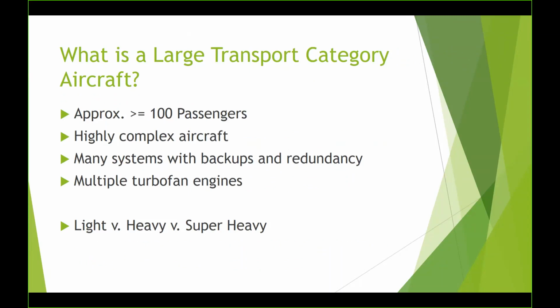Larger transport aircraft are typically anything that has 100 or more passengers. These are highly complex. They have a lot of different systems, a lot of redundancies, backups, and interdependent systems. Almost all of them today have multiple turbofan engines. There are a few turboprops out there, although they're not typically considered large. They're more in the medium to smaller regional category. Even these large transport aircraft can often be broken up into light, heavy, or super heavy.